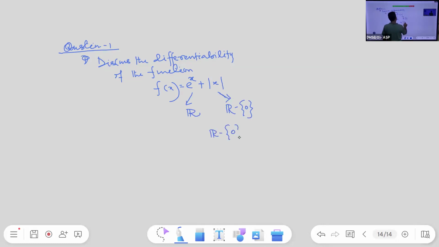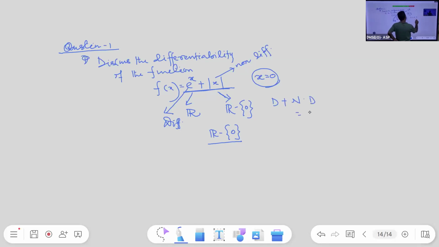Now we have to check whether this function is differentiable or non-differentiable at x is equal to 0. To discuss this, the only ambiguous, suspicious, doubtful point is x is equal to 0. At x is equal to 0, the function mod x is non-differentiable, and at x is equal to 0, the function e power x is differentiable. And from the algebra of differentiable functions, differentiable plus non-differentiable is non-differentiable.